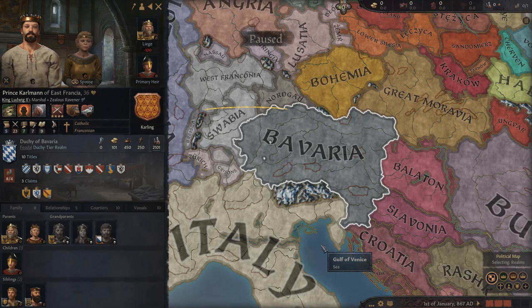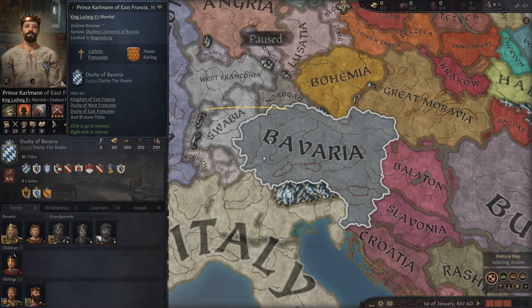Anulf was given the title of Margrave of Carinthia, but he would actually, believe it or not, become King of East Francia in 887 and eventually Emperor in 896. The following year, in 880, Karlmann passed away and was buried in Oetting. So, what do we do if we are Prince Karlmann?